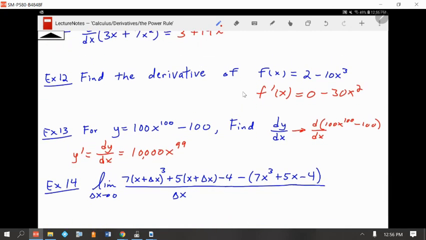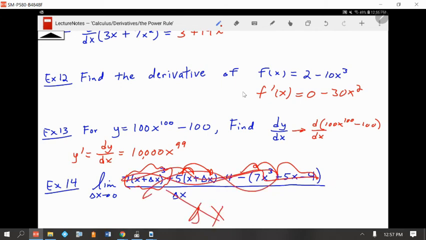What's the limit as delta x approaches 0 of 7 times (x plus delta x) cubed plus 5 times (x plus delta x) minus 4, minus the quantity 7x cubed plus 5x minus 4, all over delta x? Oh, you're crazy. I'm not doing this, Quirk. I'm not going to do this whole cube binomial thing and distribute the 5, then distribute the negative sign, combine all the like terms, factor the delta x out and then cancel the delta x. I'm not doing all that.